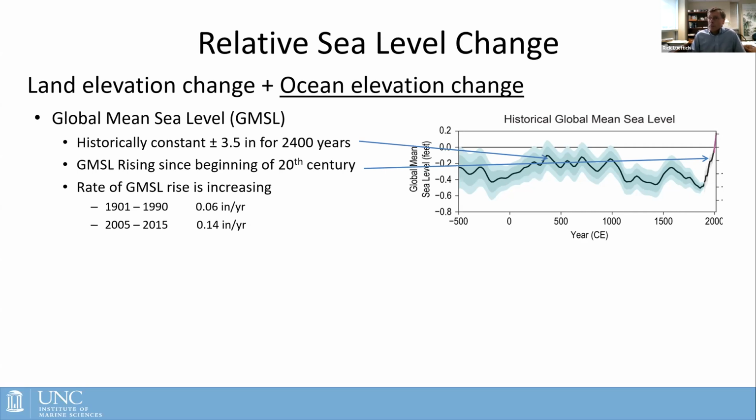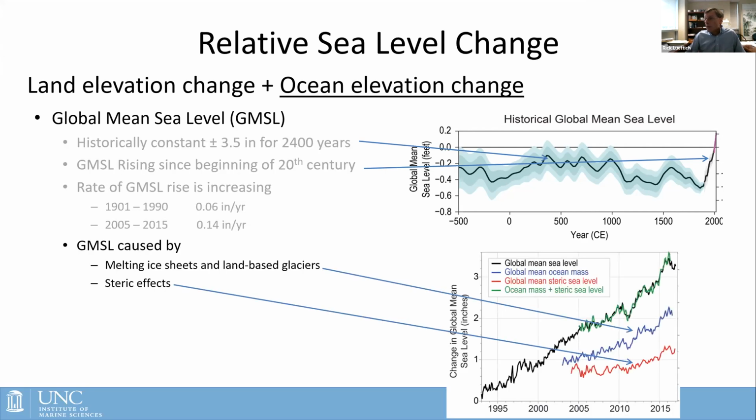Not only has it risen, but the rate at which it's risen has been increasing. If you look at the rate of rise over the first 9 decades of the 20th century, it was about 0.06 inches per year. So not terribly different from that land elevation change, at least in the same ballpark. But if you look at the first decade and a half of the 21st century, it's been more than double that rate, almost 2.5 times that, about 0.14 inches per year.